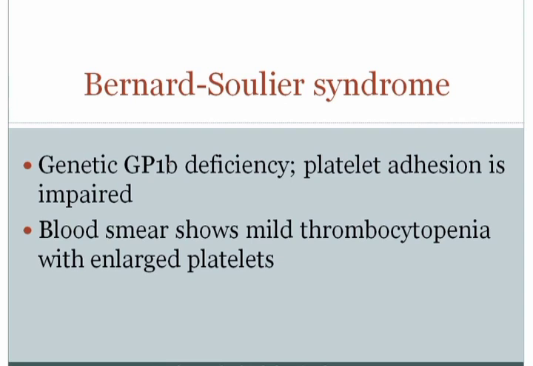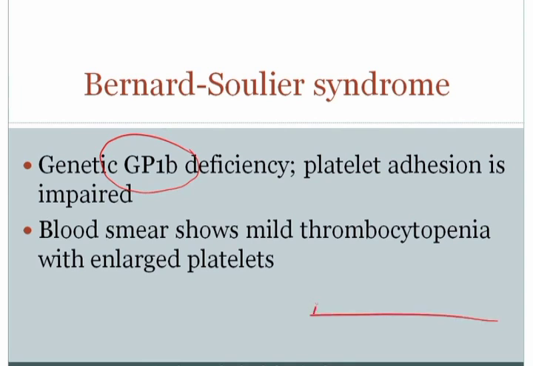Now we're talking about qualitative problems, problems in which there is an issue with the quality of the platelets. The first is called Bernard-Soulier syndrome, and this is a genetic GP1B deficiency. Now, of course, if GP1B is deficient, platelet adhesion cannot occur.